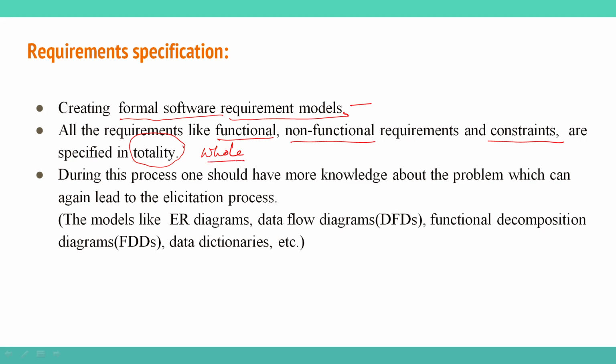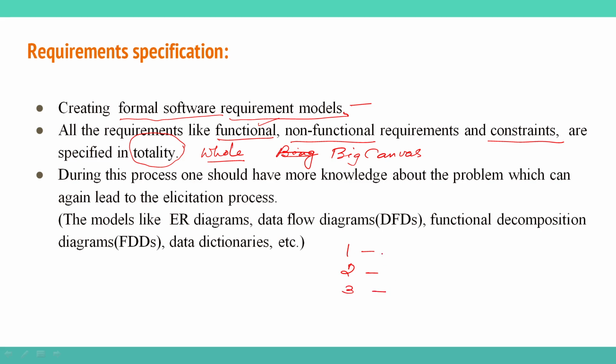So we simply say it is a big canvas. The big canvas is the total picture of the project. Then during this process, one should gain more knowledge of the problem, which can again lead to the elicitation process. So what happens is, functional requirements you have already discussed, and we are giving a set of functional requirements, 2, 3, 4, etc.